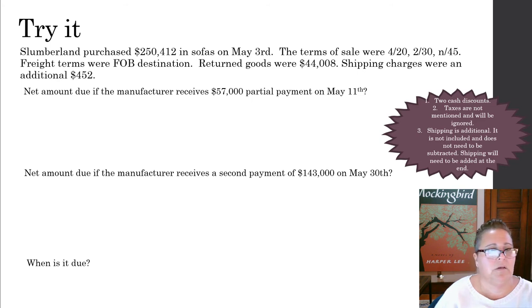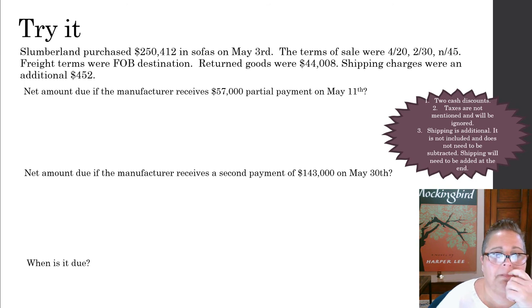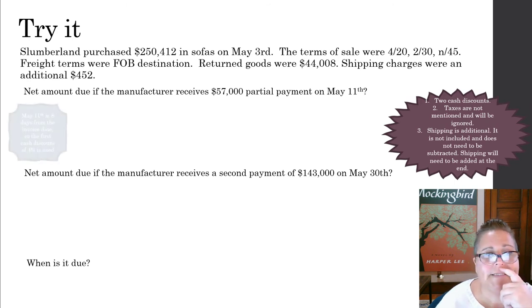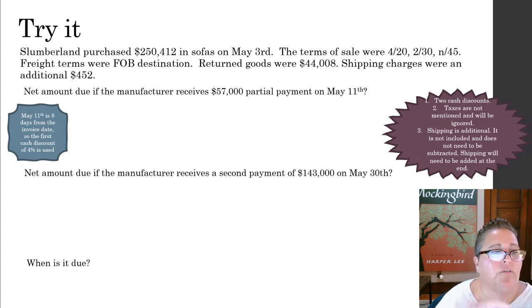Okay. So May 11th, invoice date is May 3rd. I know it's ordinary dating because they're talking about a net. Whenever they talk about a net, that's got to be ordinary because everything else, the net date is ignored. So because it says net 45 here, I know this is ordinary dating. That means it all goes back to the invoice. I've got May 3rd to May 11th. That's only 8 days. So that's within the first 20 days, they will get the 4% discount. Little summary off to the side here. May 11th is 8 days from the invoice, so the first cash discount of 4% can be used.